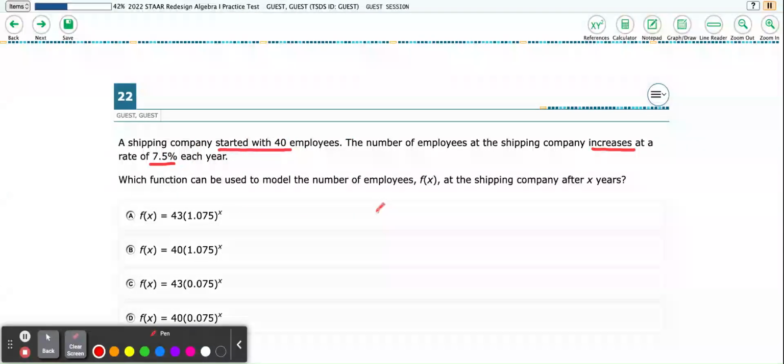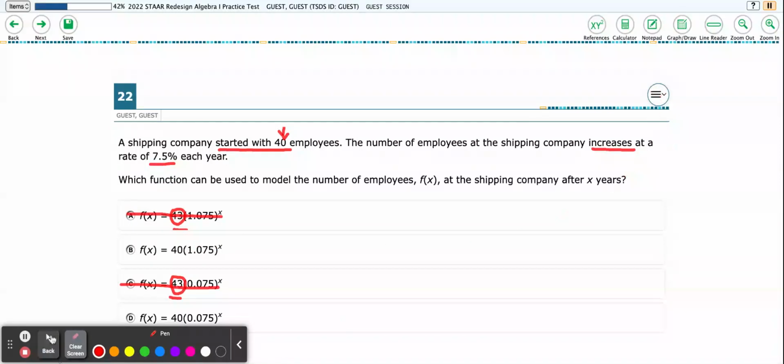Well, there's a couple of ways to do this. But one thing I want to clarify for us really quickly is we don't see the number 43 anywhere in here. And I see 43 in this answer choice and in this answer choice. So my beginning amount, which is 40, should be this number right here. And I don't see it in A and C. So A and C are gone. I don't even need to look at those. They have the wrong starting amount.